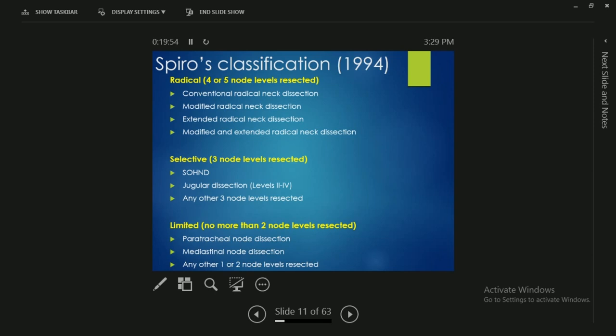Selective neck dissection, in which 3 lymph node levels are resected: supraomohyoid neck dissection, jugular dissection, and any other 3 node levels resected. In limited selective dissection, no more than 2 lymph node levels are resected, and it includes paratracheal node dissection, mediastinal node dissection, and any other 1 or 2 node levels resected.